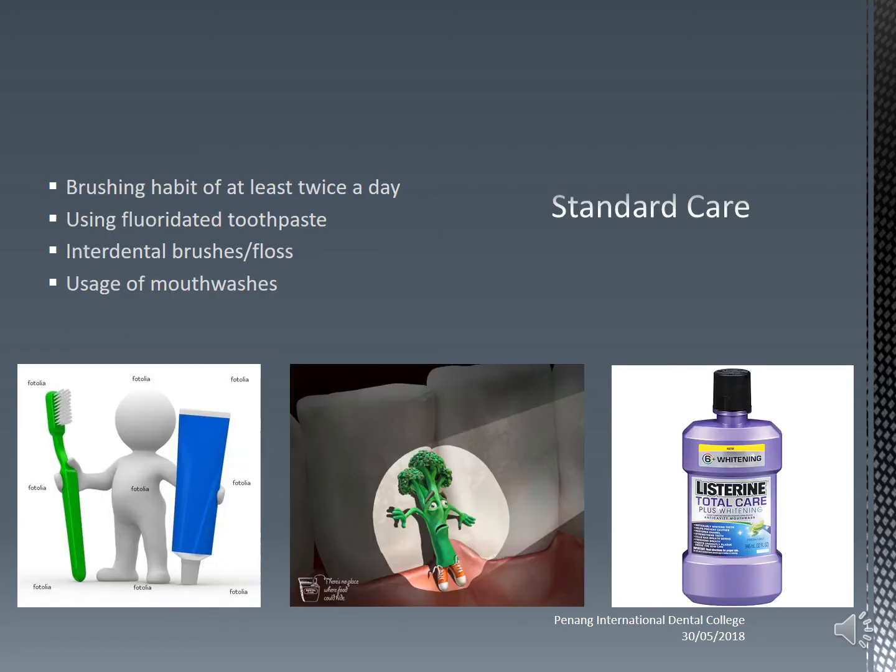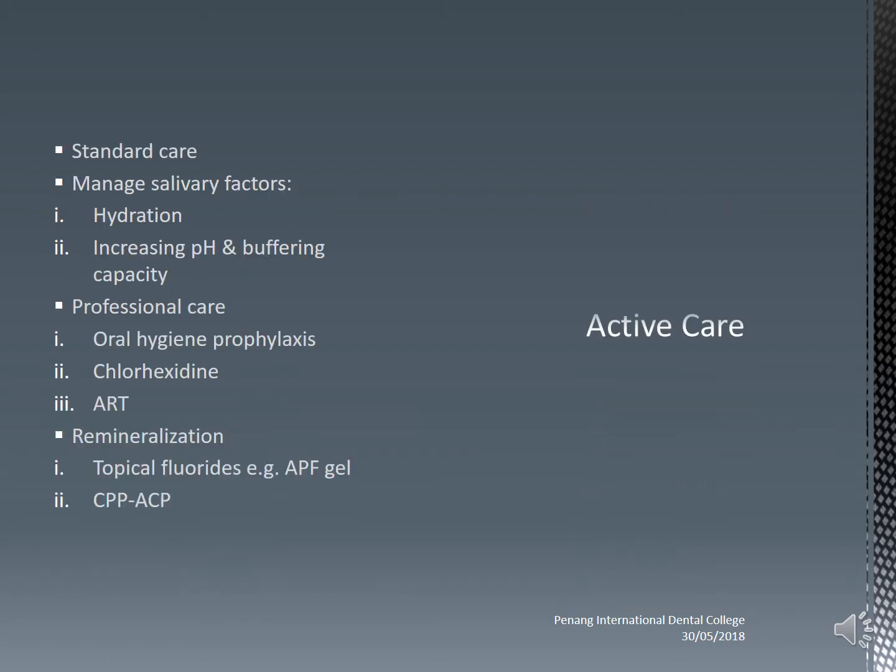Standard care includes asking the patient to brush at least twice a day, the use of fluoridated toothpaste, prescribing interdental brushes as well as floss, and usage of mouthwashes. Active care: along with standard care, you also need to manage the salivary factors, which includes hydration. That means asking the patient to drink lots of water, and promoting increased pH as well as buffering capacity.